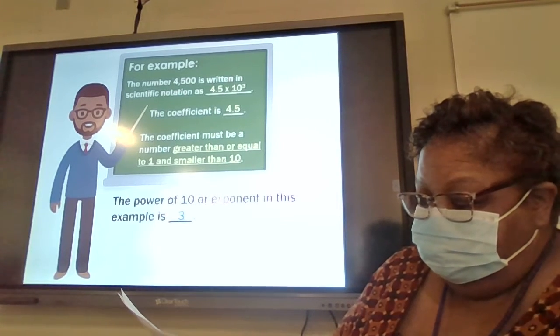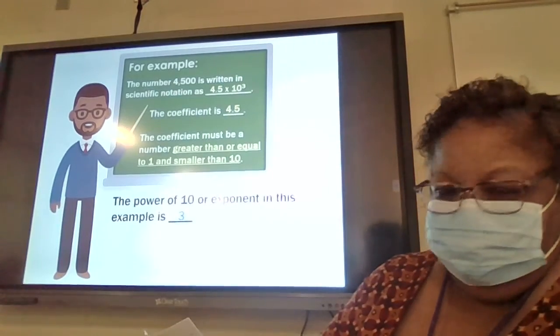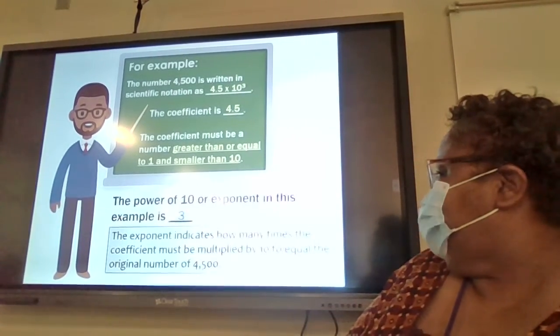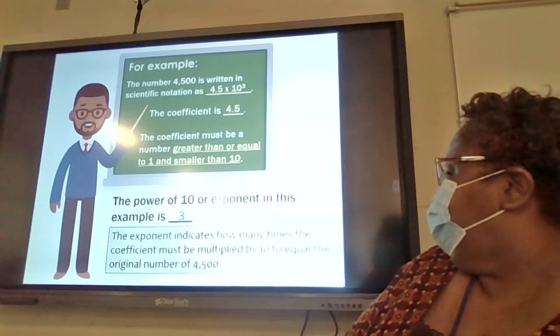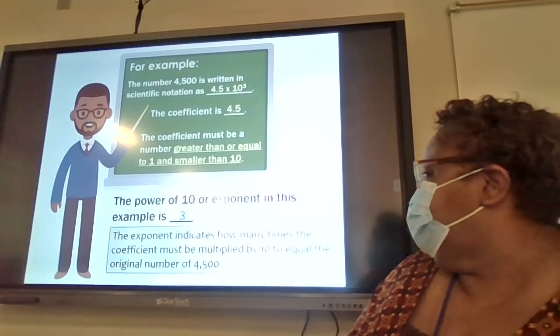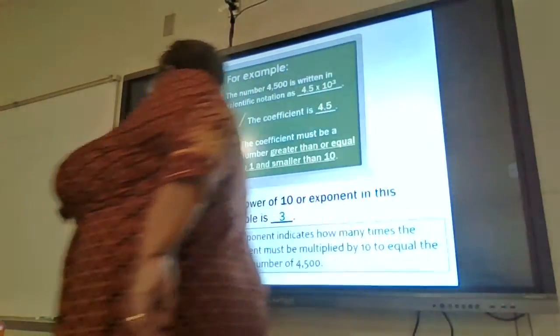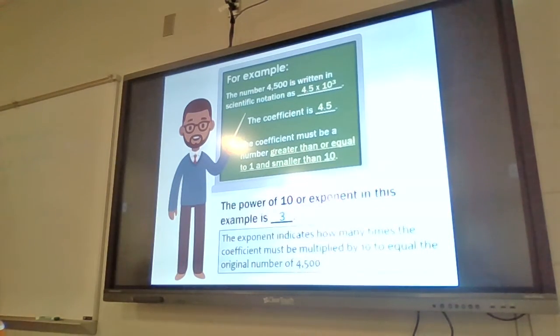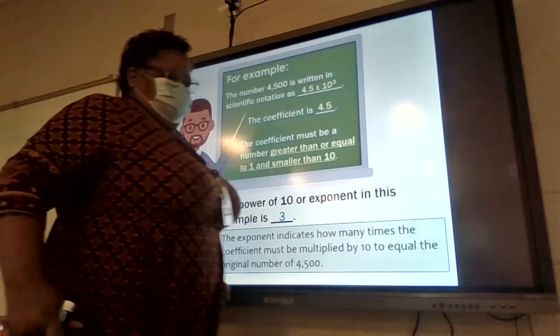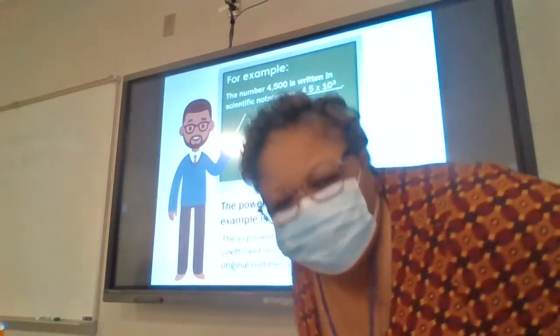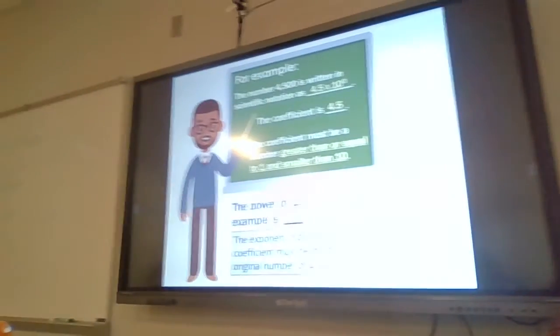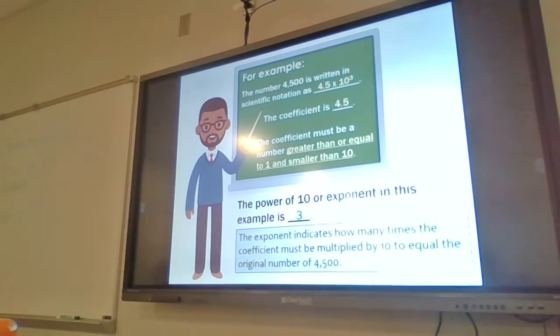The exponent tells you how many times the coefficient must be multiplied by 10 to equal the original number of 4,500. So 10 to the third power is 1,000 times 4.5.